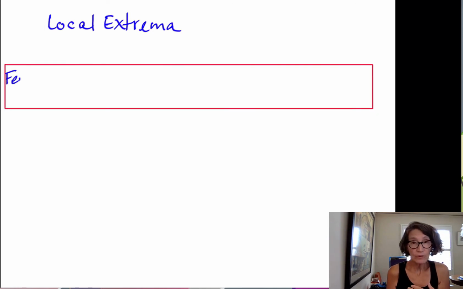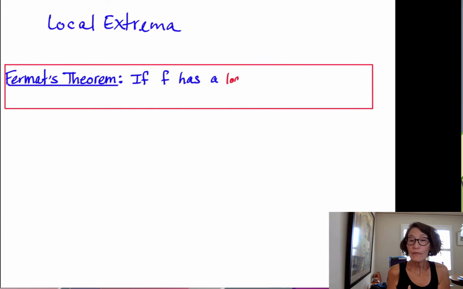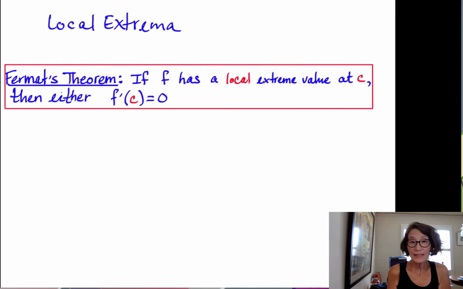So that's basically what Fermat's theorem says. Fermat was a mathematician who lived about 350 years ago, and he had a lot of theorems. This is only one of them. So he proved mathematically that if the function f has a local extreme value at the number c, then one of two things has to happen at c. Either f prime of c is 0, so it has a derivative there and it's 0, the tangent line is horizontal there, or the derivative doesn't exist at that number at all. So f prime of c does not exist.